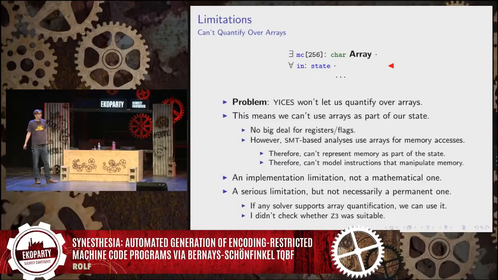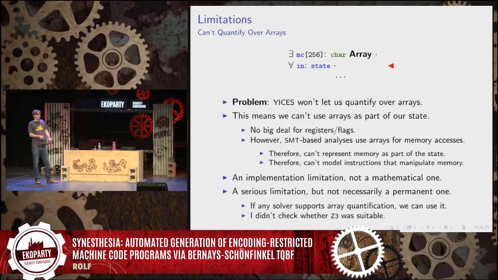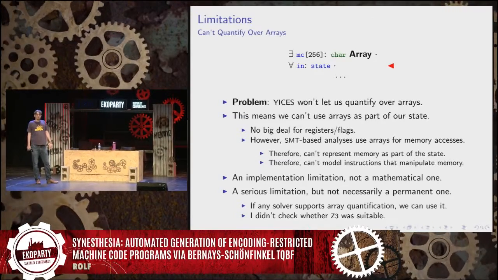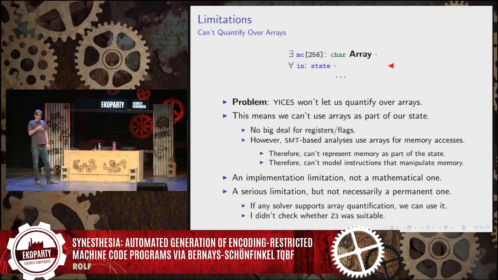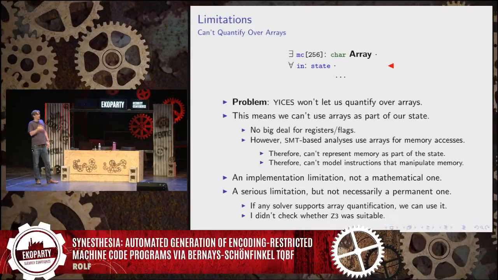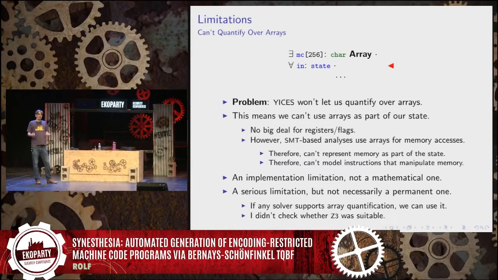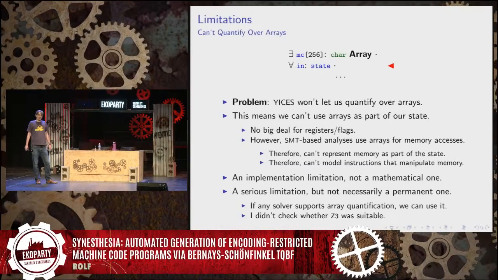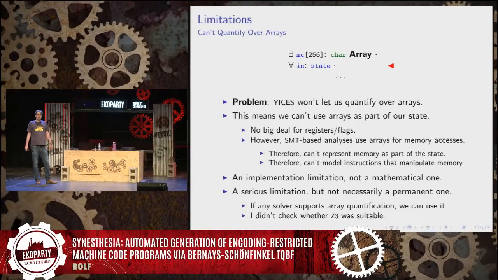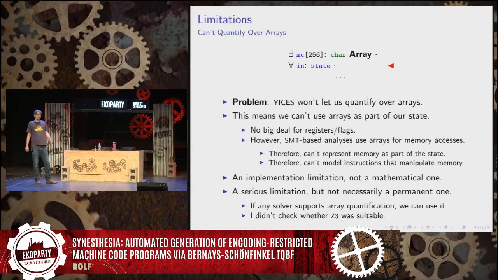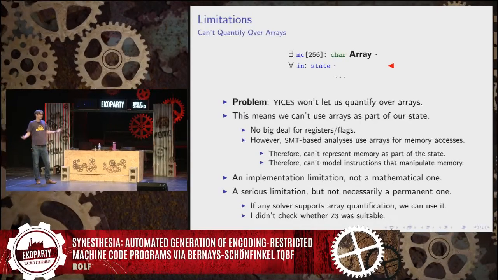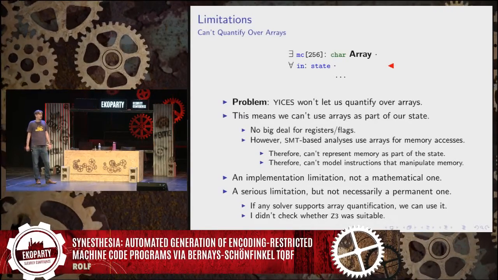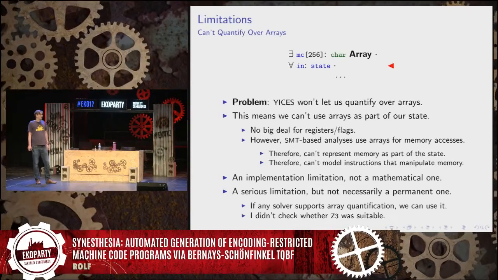But on the other hand, when it comes to using an array as part of the state, this is a less surmountable problem with the current technology. Given that we cannot use an array as part of the state, well, with an SMT solver, you tend to use arrays to represent memory. It's not a big deal for representing registers or flags, but for memory, it is a problem. So if you can't use arrays in your state, that means you can't represent memory in your state.